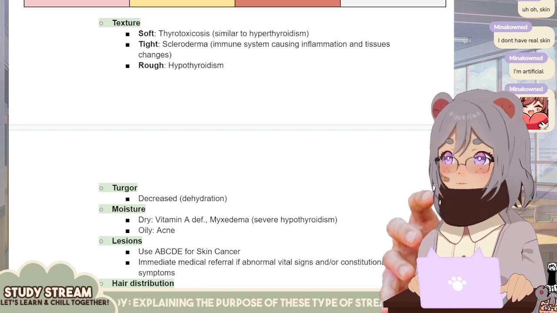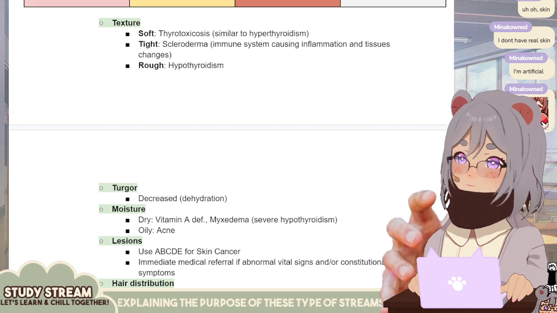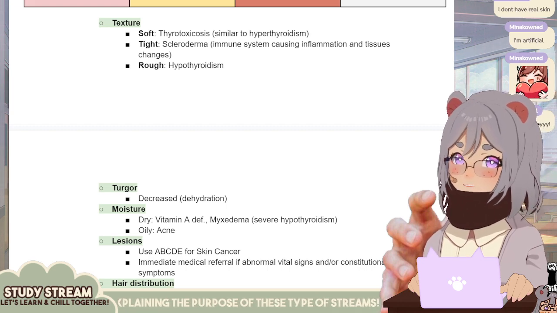So, other than color, by the way, for skin, we also need to check the texture. Is it soft, is it tight, is it rough? And it can be indicative of different things.